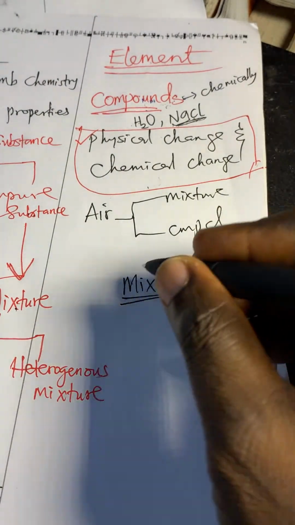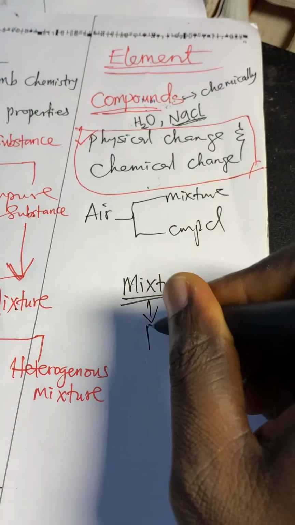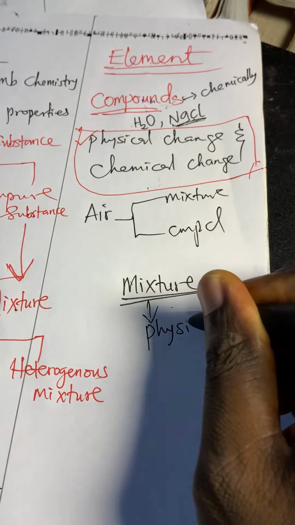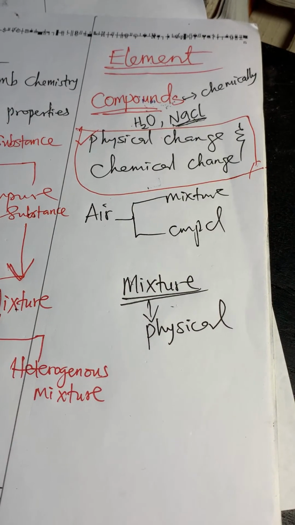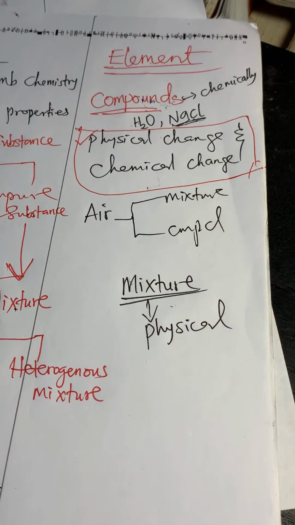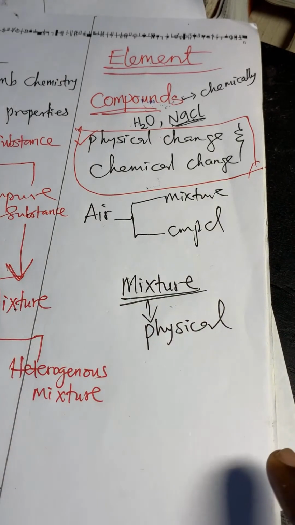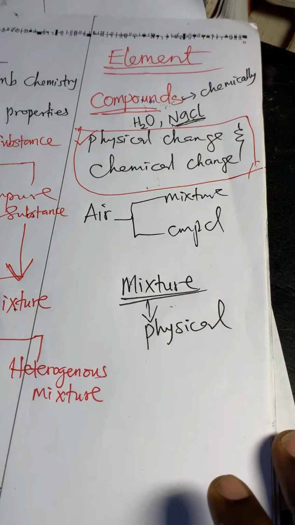Mixture is just a physical combination of two or more elements. Physical combination. So that is it. So constituents of a mixture retain their individual identities because their physical and chemical properties are not changed by simple mixing. Examples: soil, air, Coca-Cola, and seawater. All these are mixtures.